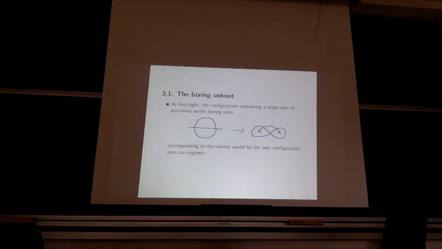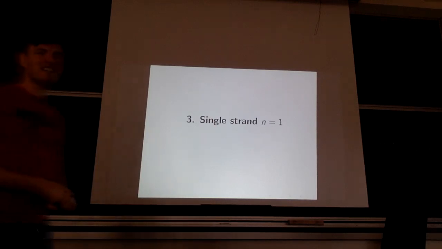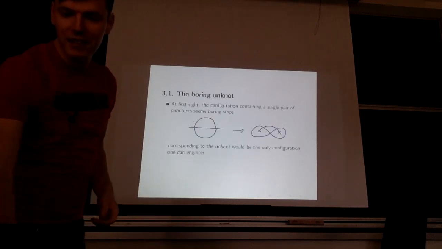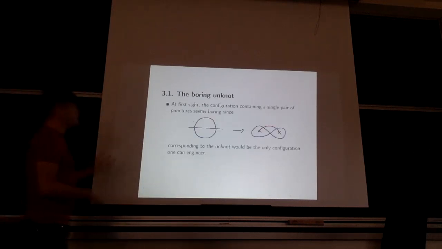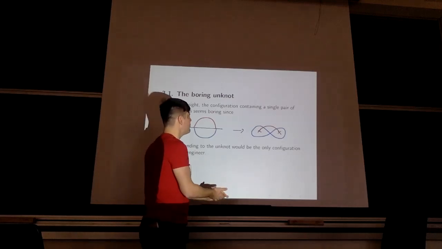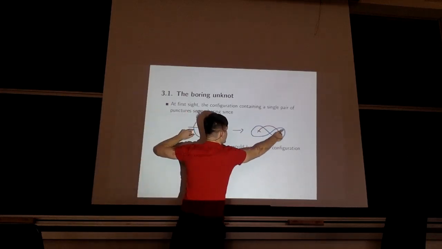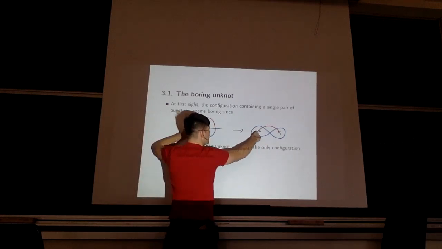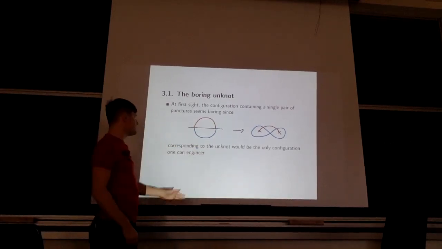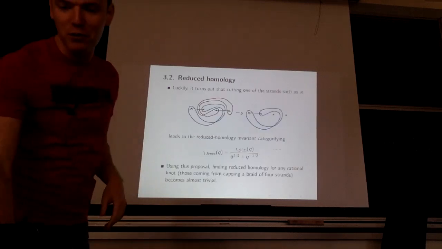So now, go back. Now we are going to look at the simplest case where we have a single strand, where we're not taking symmetric powers, we take simply the punctured plane. Okay, so at first sight, it seems that the only configuration that you can draw containing a single pair of punctures is the following picture, corresponding to the unknot, right? Because we associate the cup to the figure eight, and this line to this cap. And this picture just corresponds to the unknot, and it seems that this is the only configuration that we can engineer that is potentially interesting from the knot theory point of view.